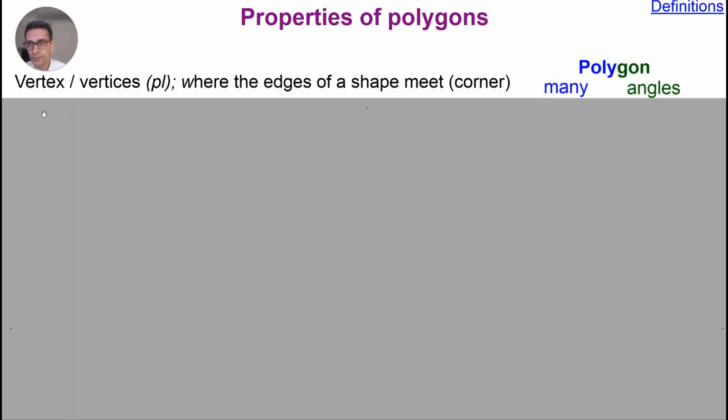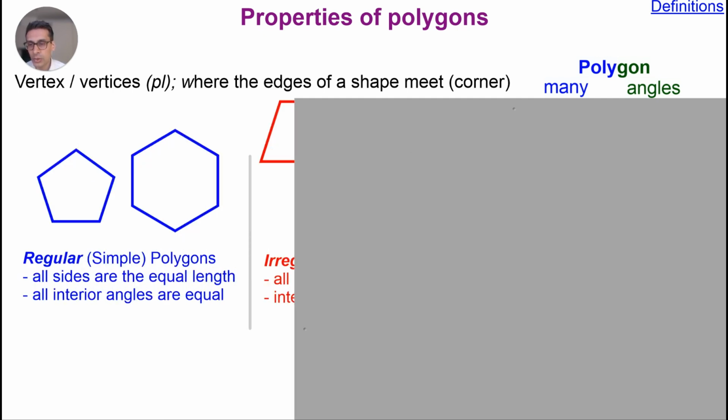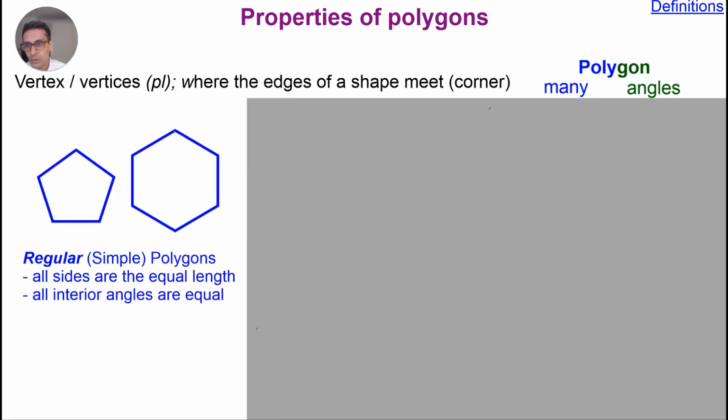So key ideas, we know that polygon means many angle. A vertex is where the edges of a shape meet. So we usually use the word corner as a kind of loose language, but strictly we should be talking about vertices. And the edges are just the straight lines. So for example here, a vertex would be the thing that I've circled. All of these are vertices, it's plural. And the edges are the green lines that I'm just highlighting here. So these edges and vertices are important.